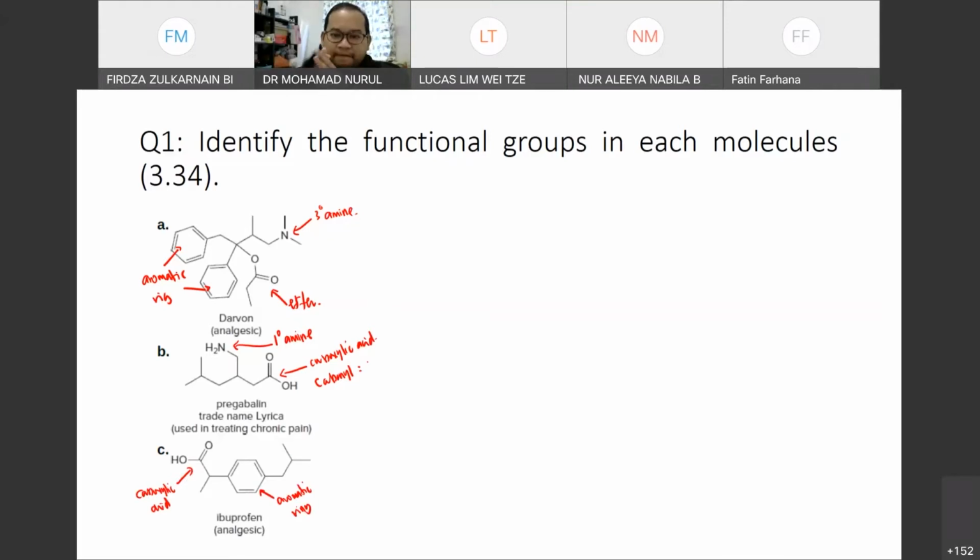Okay, people, this is what I learned before I met this class of functional groups. You can write amino or amine, it's okay. It's understanding.